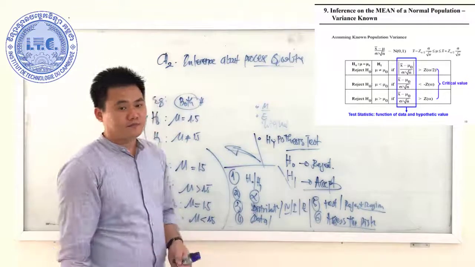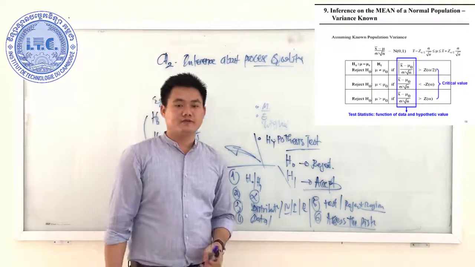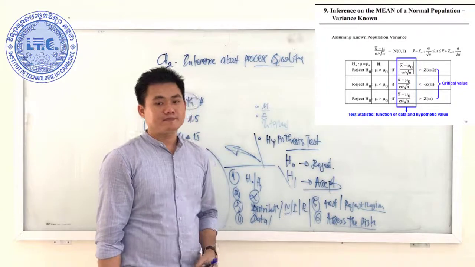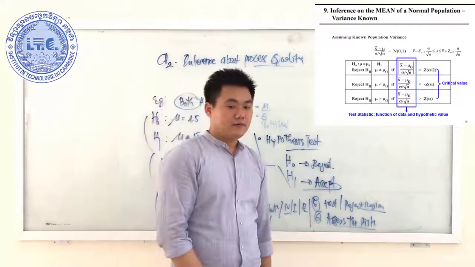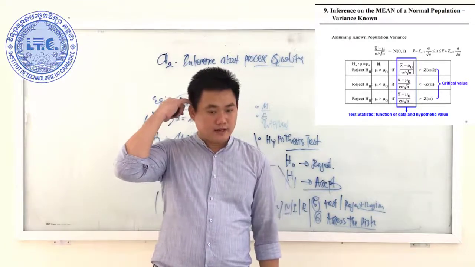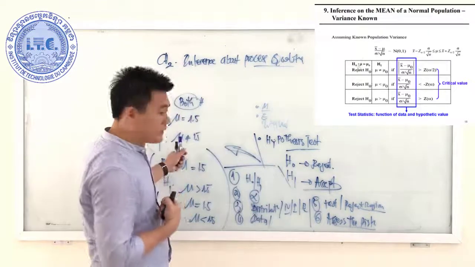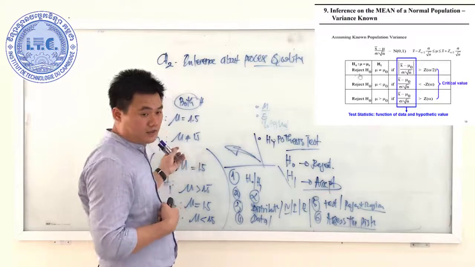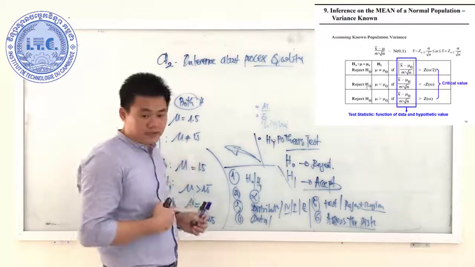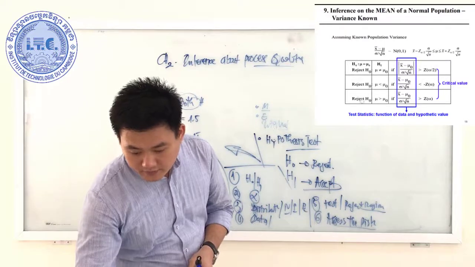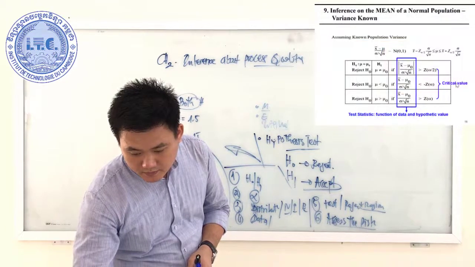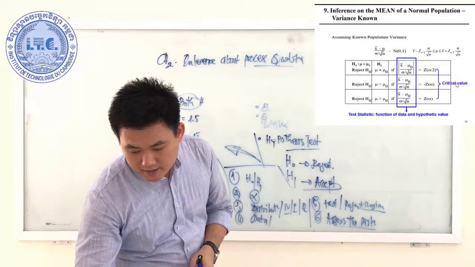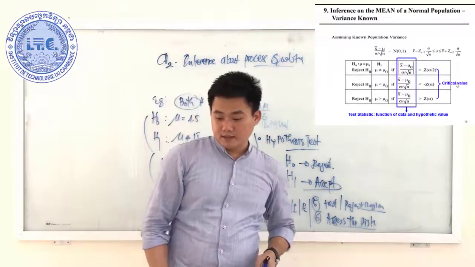This is some inference on the mean of the normal population variance. Okay, so with an unknown mean, the population variance mean, we are going to find whether we're going to find H1 and H0 from the reject region. Here we have both sides: upper side and lower side.